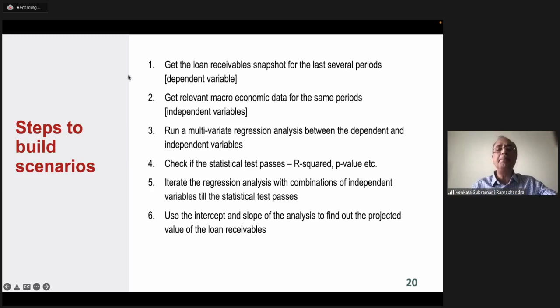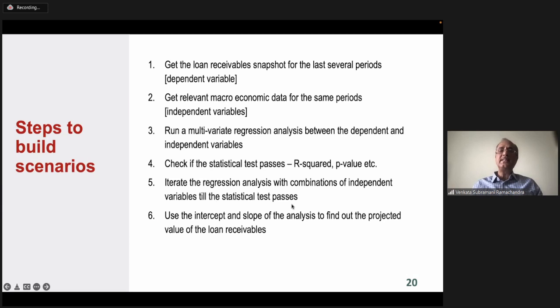That is known as the dependent variable. Similarly, get the macroeconomic data for the same period. Then run a multivariate regression. After you run this, you have to ensure that the statistical test passes, which means your R squared should be above a particular number, about, say, 60 or 65, and the p-value should be less than 0.05. So these are some of the statistical requirements. Based on that, you have to iterate the variables and find out which ones pass the statistical test.